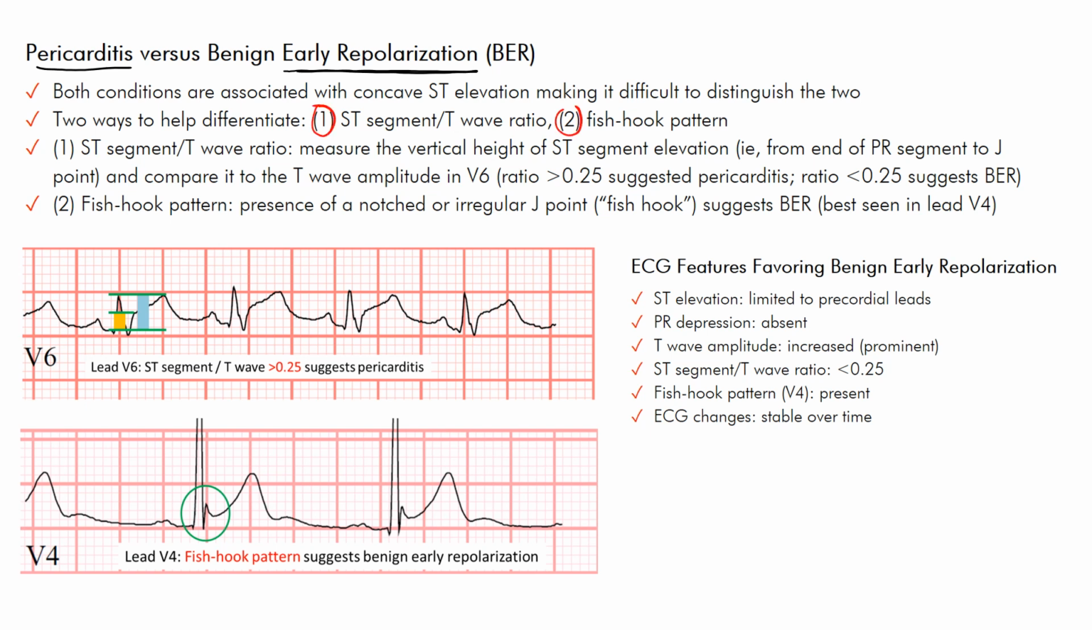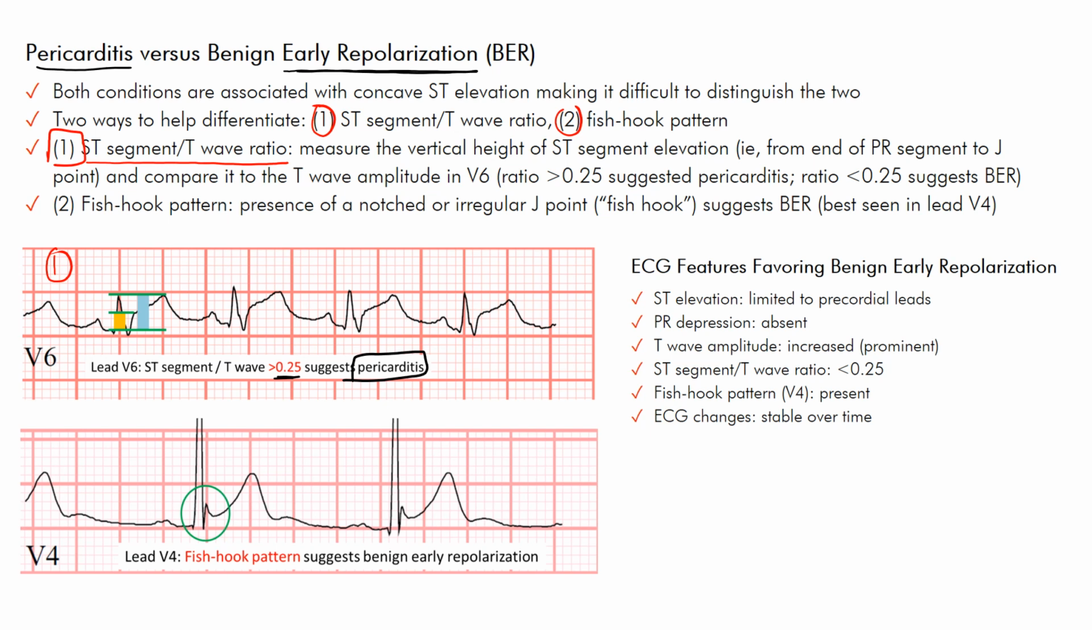The first one I want to look at is this ST segment to T-wave ratio. If you have an ST segment to T-wave ratio that is greater than or equal to 0.25, or 25%, that suggests pericarditis. So what do we mean by this? What you want to do is measure the vertical height of the ST segment elevation.